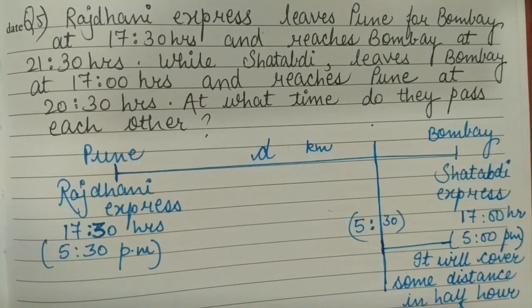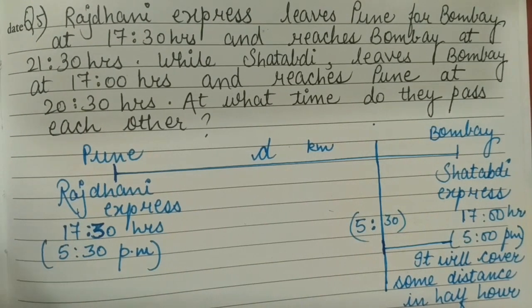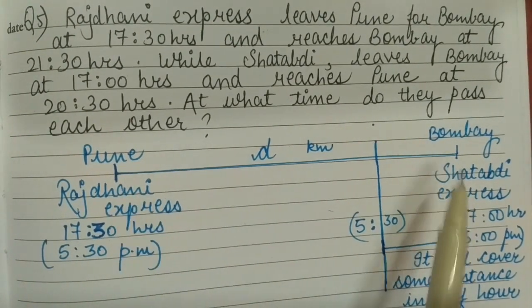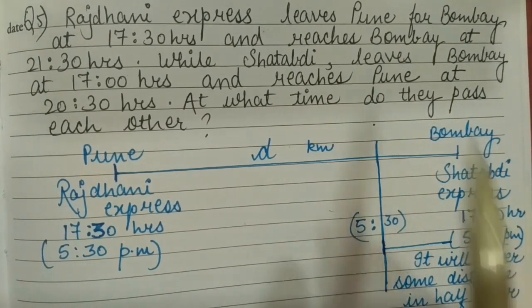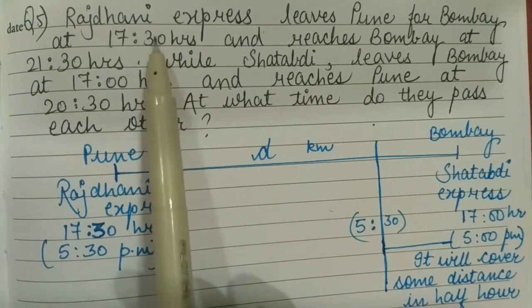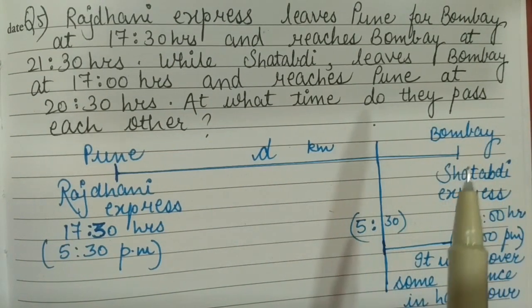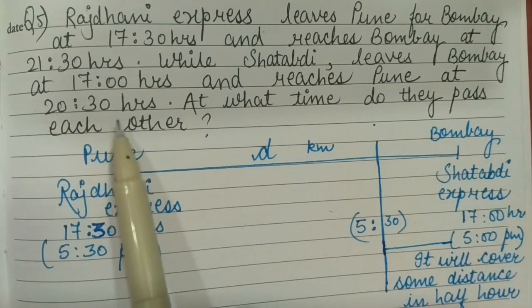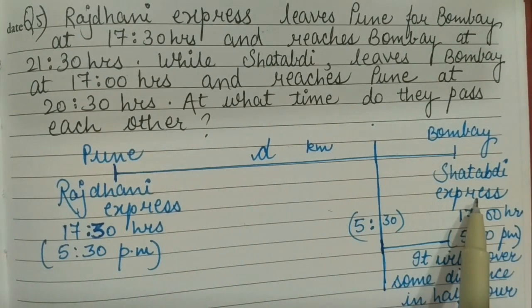In the next question, Rajdhani Express leaves Pune for Bombay at 17:30 hours. So Rajdhani is traveling from Pune to Bombay at 5:30 pm and reaches Bombay at 21:30 hours. So time taken by the Rajdhani Express is 4 hours, while Shatabdi leaves Bombay at 5 pm and reaches Pune at 20:30 hours, that is 8:30 pm. So time taken by the Shatabdi Express will be 3.5 hours.